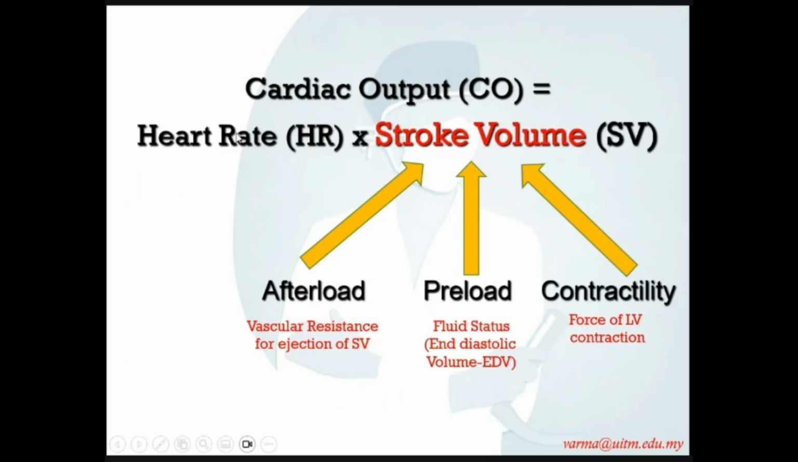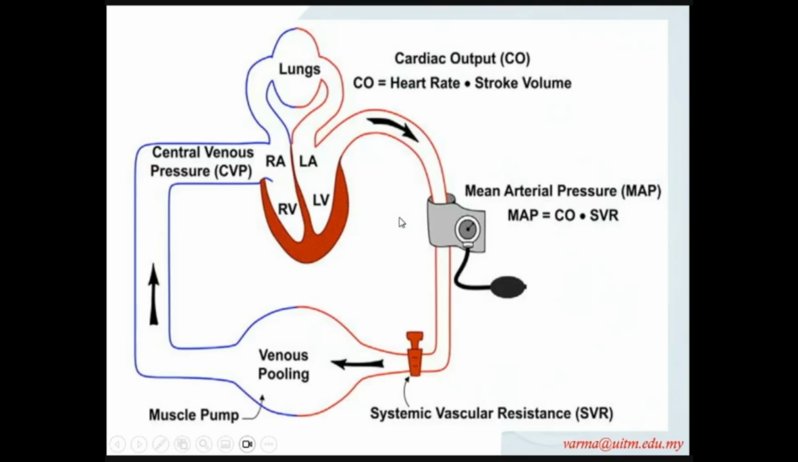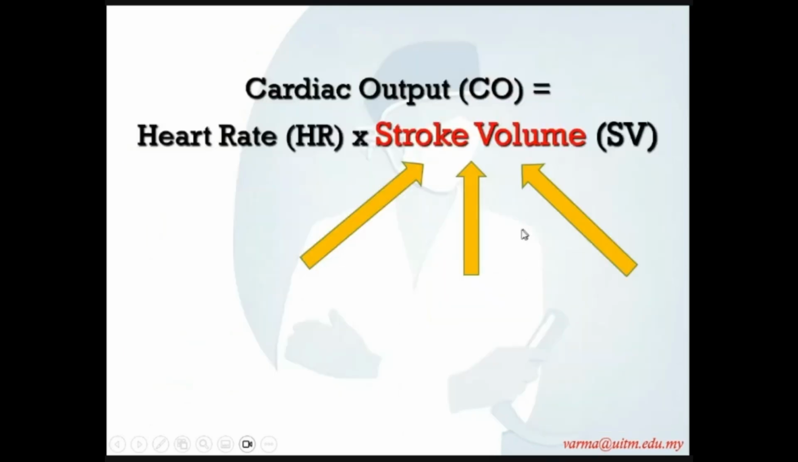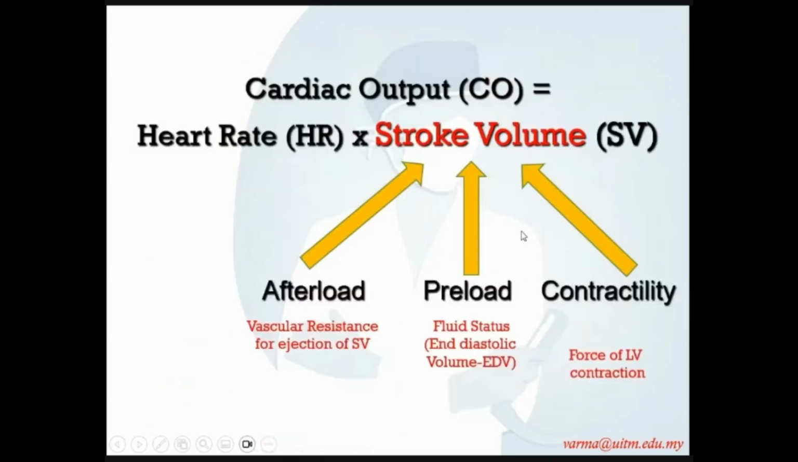So cardiac output is equal to heart rate times stroke volume, and your MAP is equivalent to cardiac output times systemic vascular resistance. So if you put these together, your MAP is equivalent to heart rate times stroke volume times systemic vascular resistance. Your blood pressure depends on the heart rate, on stroke volume, and on the systemic vascular resistance. That is the full equation of blood pressure.